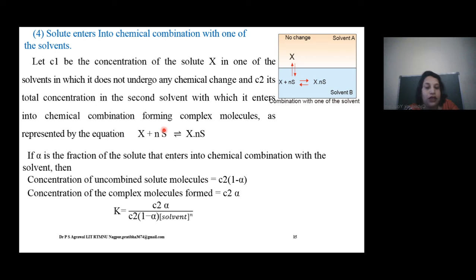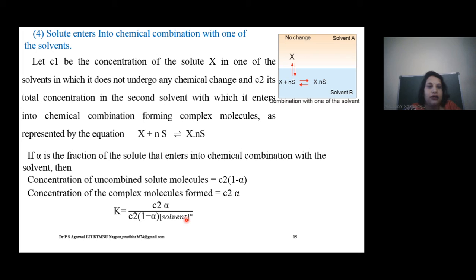Up till now we have seen that the solute itself is dissociating, but now the solute is reacting with the solvent, forming some complex with the solvent. Let alpha be the fraction of the solute that enters into chemical combination. The concentration of uncombined solute molecule is C2(1 minus alpha), and the concentration of complex molecule will be C2 alpha. So the ratio will be C2 alpha upon this.